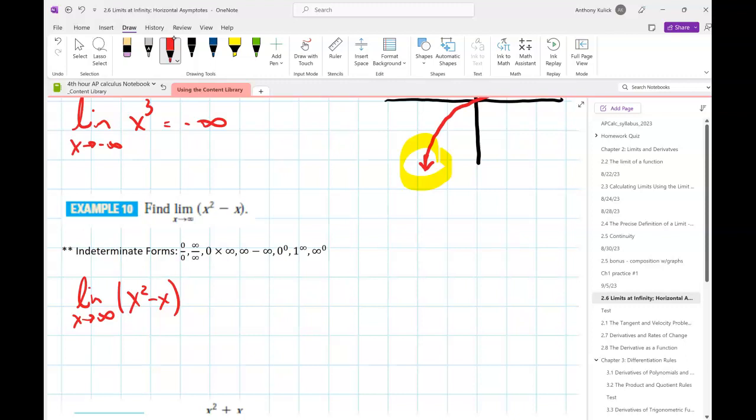Now, this is beyond the scope of what you need to know. This is a real analysis topic, but it's one of those things that I think helps your intuition of why infinity minus infinity isn't just 0, because some infinities are bigger than others.